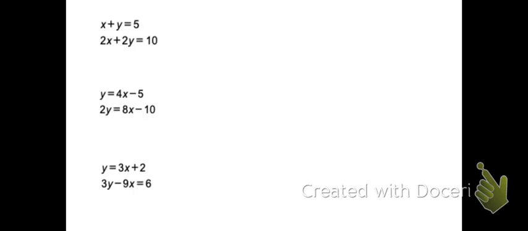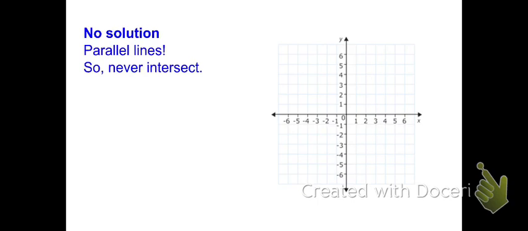So if you're looking at some equations, you notice, nope, they're not the same, but you notice that they are parallel lines, then that means there's no solution at all. So if they're parallel lines, they're not going to intersect at all. When you graph one of them, it's here. You graph the other one, it's here. These lines go on and on forever. They're never going to touch.